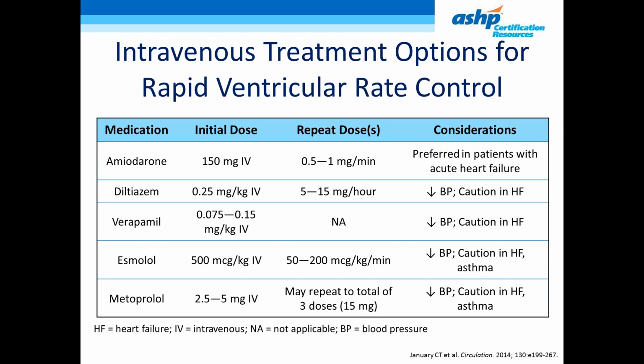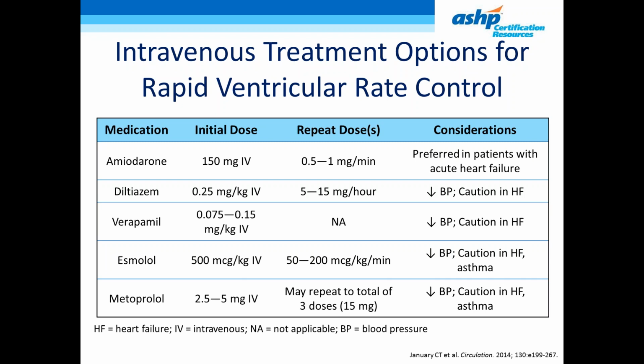In terms of the intravenous treatment options for rapid ventricular rate control, there are several available. Amiodarone is a treatment option, typically given 150 milligrams IV, followed by a continuous infusion of 0.5 to 1 milligram per minute. Amiodarone is generally preferred in those patients with acute heart failure. The next options are calcium channel blockers, diltiazem and verapamil. We do need to consider that these can lower the blood pressure, particularly in those patients that have a soft blood pressure or have a blood pressure that is trending down already that's associated with a rapid ventricular response. And then also we should use these with extreme caution, if at all, in those patients with heart failure.